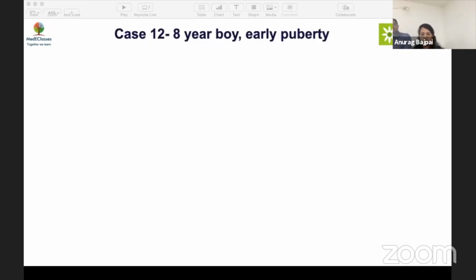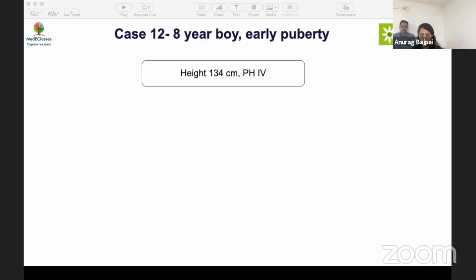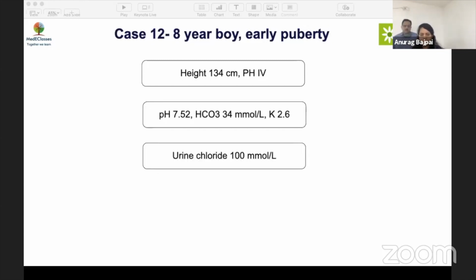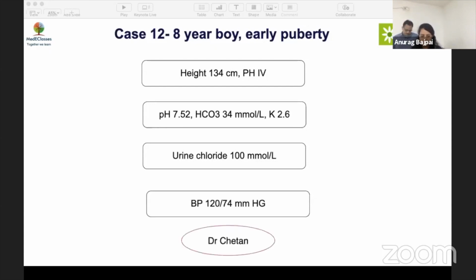So the next case is an 8-year-old boy with early puberty, and height was advanced, 134 centimeter, pubic hair stage was 4, and the blood gas showed metabolic alkalosis with hypokalemia. Potassium was only 2.6, urinary chloride was high, and blood pressure was above the 95th percentile for his age. So Dr. Chetan, what will be the diagnostic possibility in this boy?